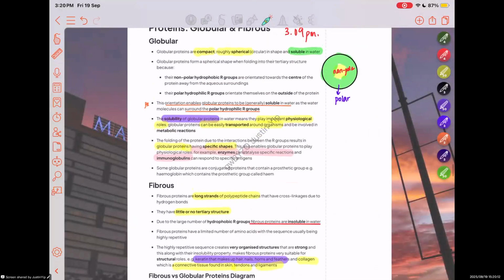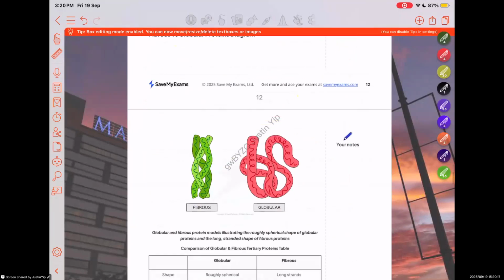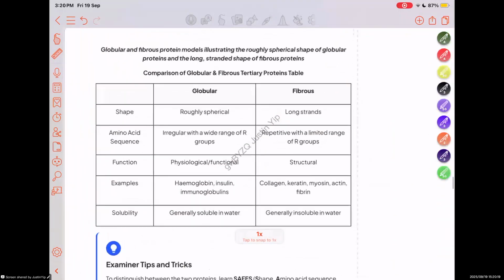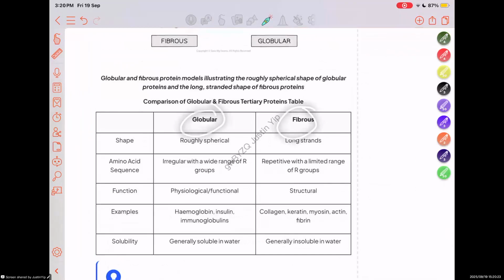Okay, this is the first part. And the second part, globular and fibrous. Globular means that their shape is roughly spherical, while fibrous proteins are long strands.